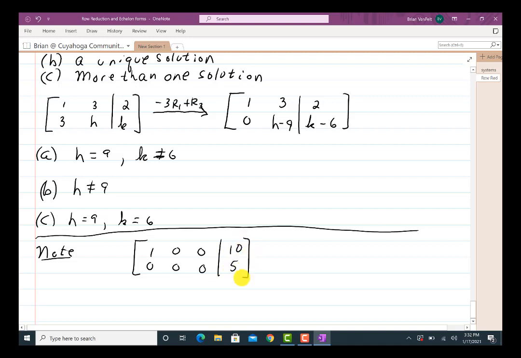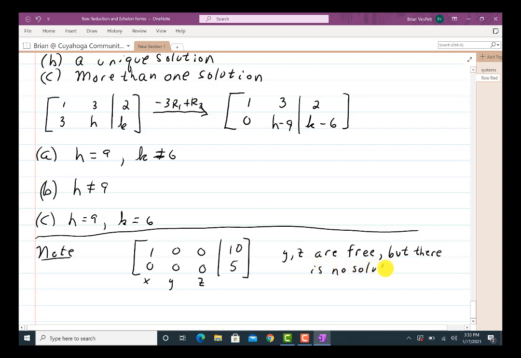Here is an augmented matrix that represents a system of linear equations that has no solution. However, if you were to think of these as x, y, and z, I know that x must be equal to 10, but I have no idea what y or z would be equal to. So the point I'm making is that y and z are free, but there is no solution.